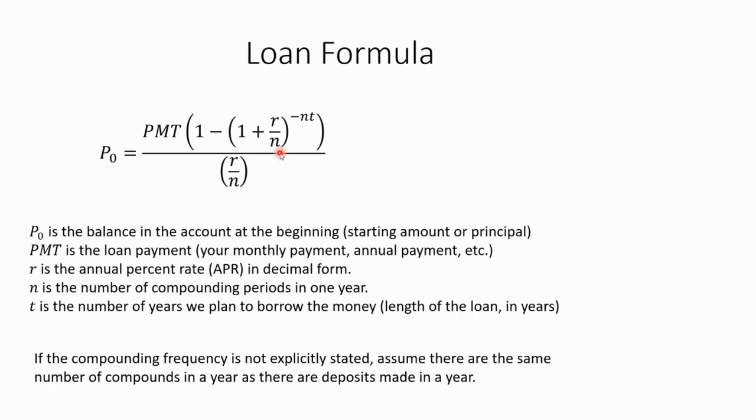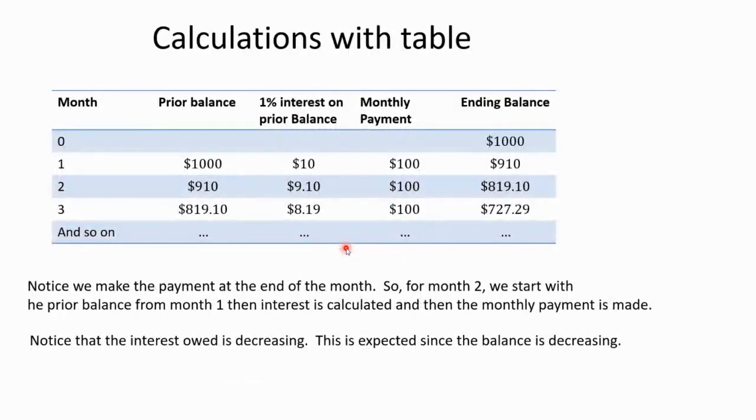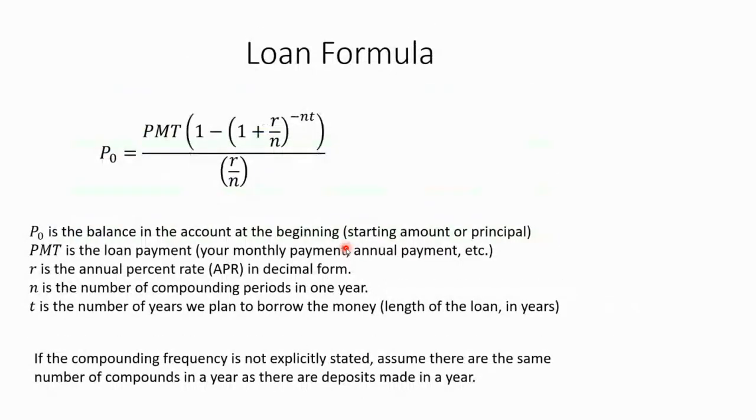And just like before, if the compounding frequency is not stated explicitly, it's compounded as often as we make payments. We did say that already, but I felt better saying it again. So if we're making monthly payments, it's compounded monthly, as in this example. If we were paying it off yearly, then it would be compounded yearly.